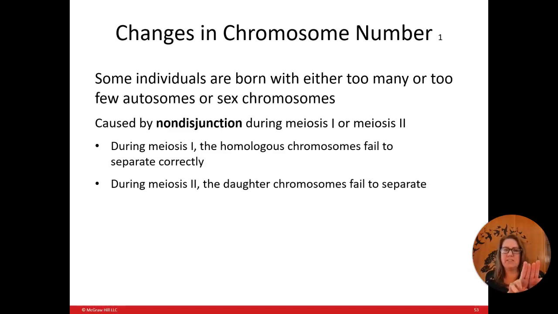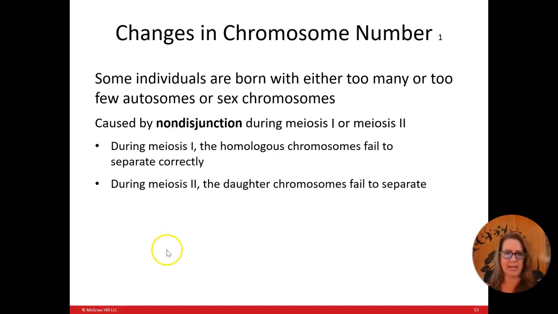So non-disjunction occurs in meiosis 1 or 2, and essentially what we see in meiosis 1 is that those homologous chromosomes that are lined up all pretty, where there was synapsis and they were crossing over and exchanging little bits of their genetic material, can fail to separate correctly during meiosis 1. So you don't get it like it should be, right? You could get it like this. It can also happen in meiosis 2, in what we call anaphase 2, where you have those sister chromatids, and for some reason those sister chromatids aren't separating appropriately, so you either give 2 to one of the resulting cells or you give none to the other one.